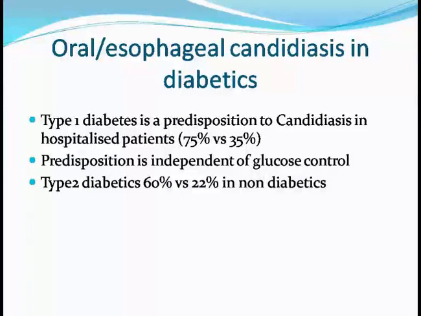What about candidiasis? Now, it is interesting to learn that hospitalized type 1 diabetics have a higher predisposition to candidiasis, 75% versus 35%. And this is independent of glucose control. In other words, even if the glucose control is normal, there is a higher prevalence of candidiasis in such patients. In type 2 diabetics, again, the prevalence of candidiasis is higher. So candidiasis is another problem which is specific to diabetics, irrespective of glucose control.